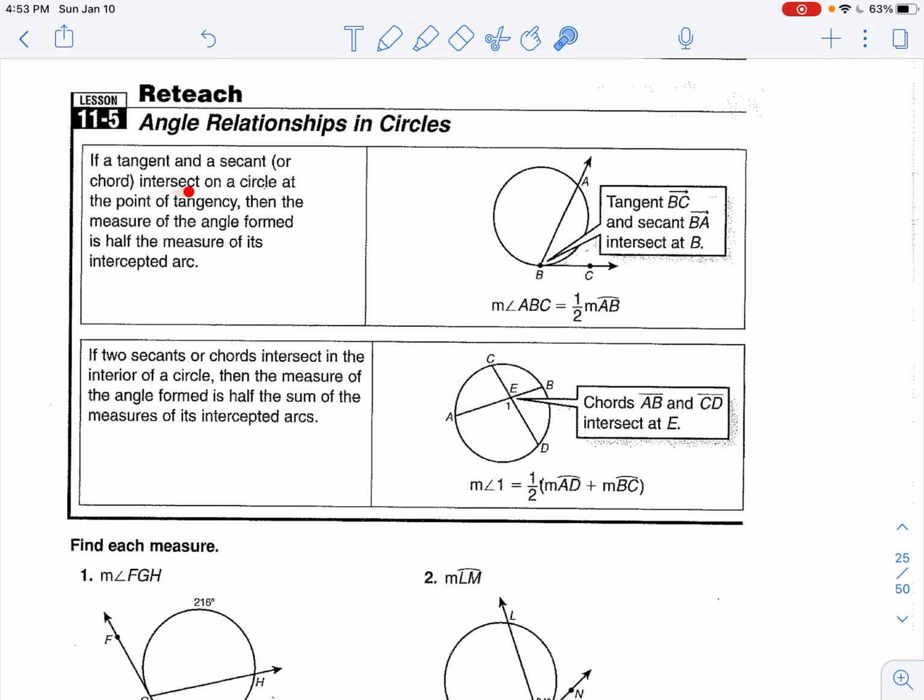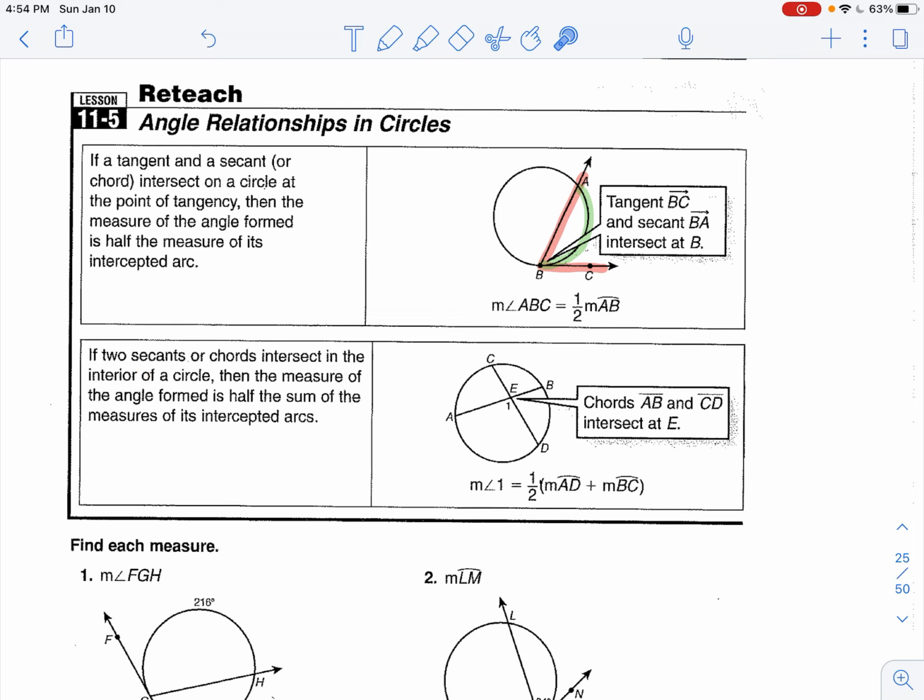Angle relationships in circles. If a tangent and a secant or chord intersect on a circle at the point of tangency, then the measure of the angle formed is half the measure of the intercepted arc. So what this is saying is the measure of angle ABC, this angle right here, is going to be half of the measure of the arc that it intersects. In this case, the arc is AB.